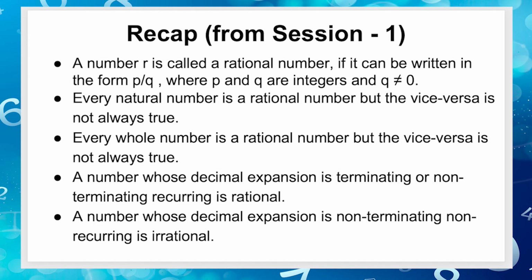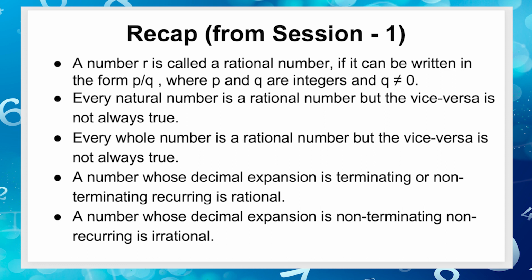Dear students, before starting with session 2, let's recap rational numbers as done in the previous session. A number r is called a rational number if it can be written in the form p by q, where p and q are integers and q is not equal to 0. Every natural number is a rational number, but the vice versa is not always true.